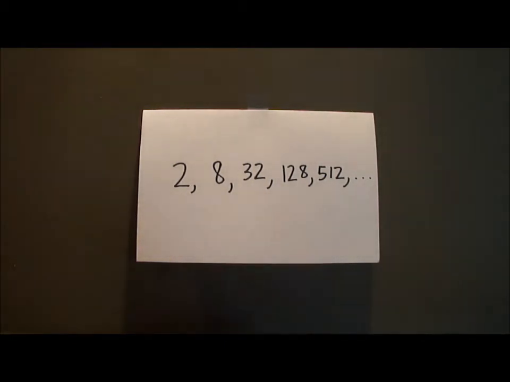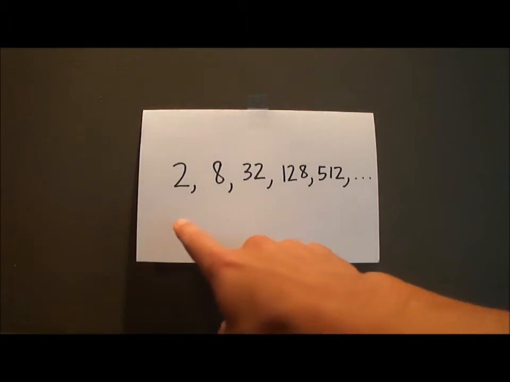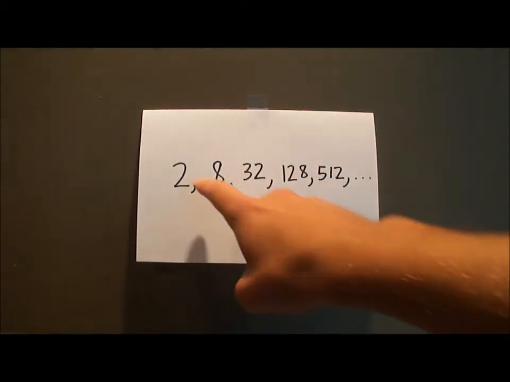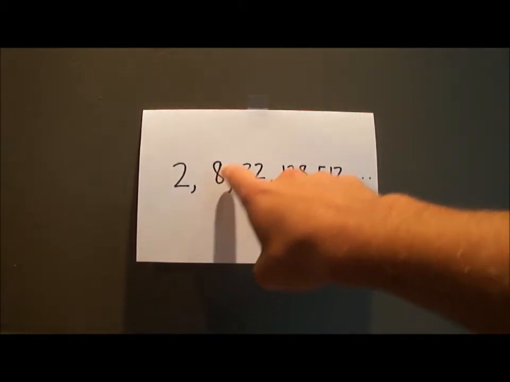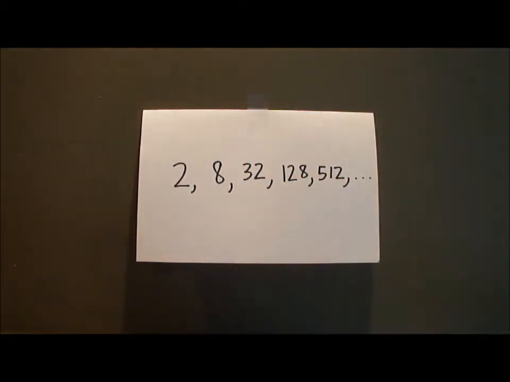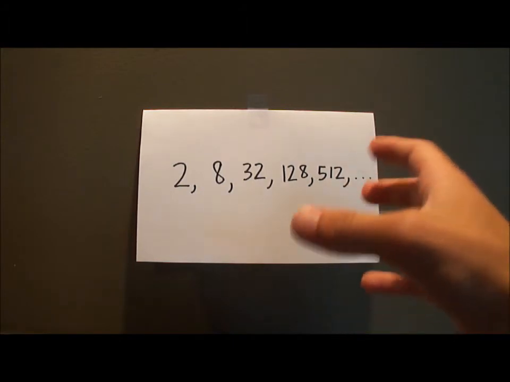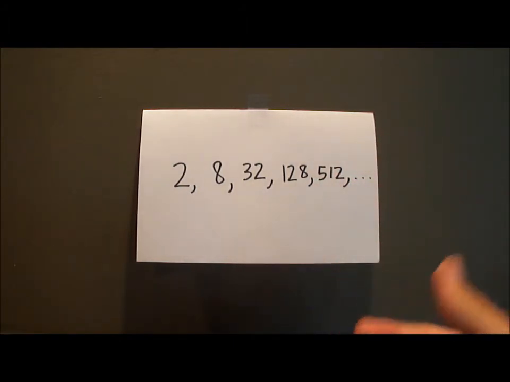So here, just as a quick reminder, is a geometric sequence. There's a common ratio between terms, and the common ratio here is 4. 2 times 4 is 8, 8 times 4 is 32, and so on. In math classes and on standardized tests, you will often see questions that ask you to find maybe the 50th term of this geometric sequence or the sum of the first 20 terms.